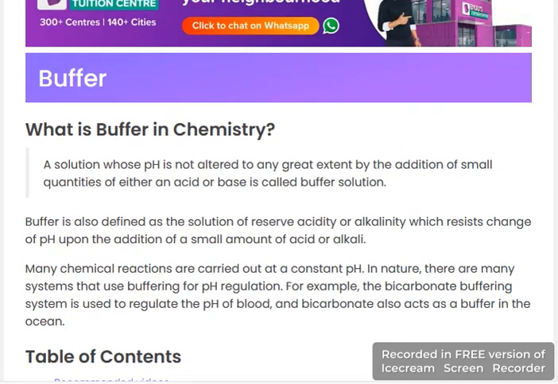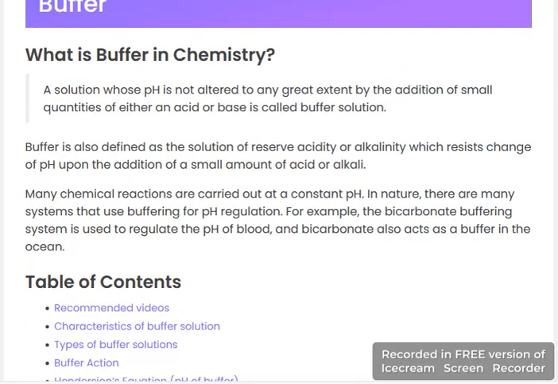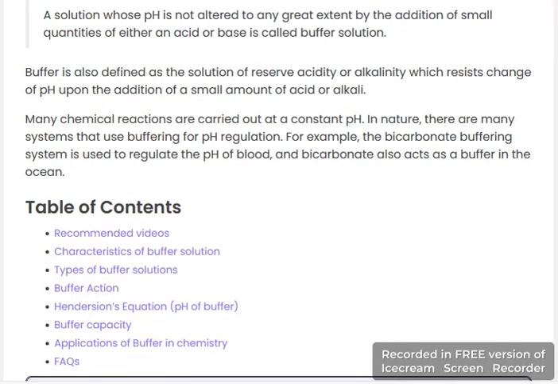A solution that resists a change in pH upon the addition of small quantities of either an acid or a base is called a buffer solution. A buffer is also defined as a solution of reserve acidity and alkalinity which resists changes in pH upon the addition of a small amount of acid or alkali.